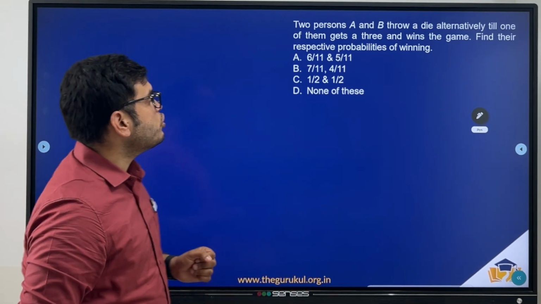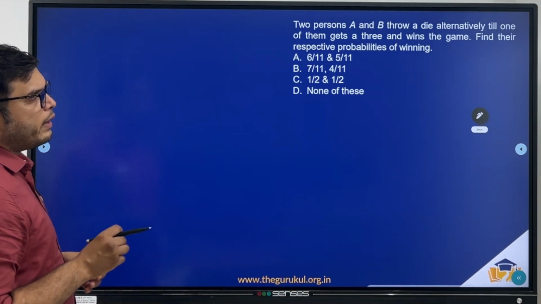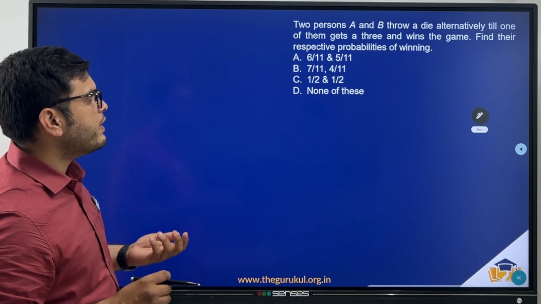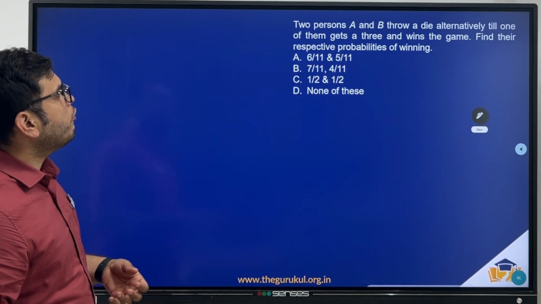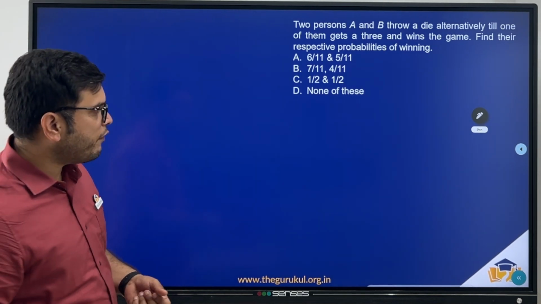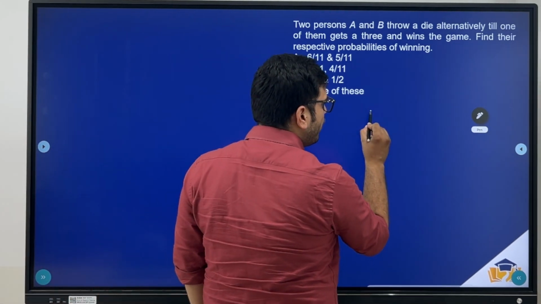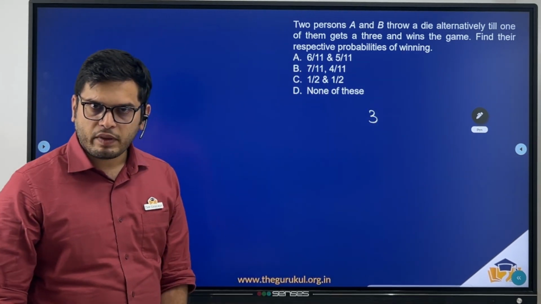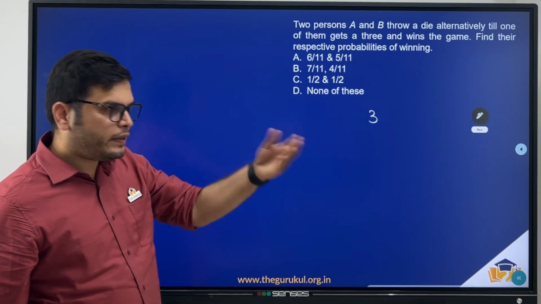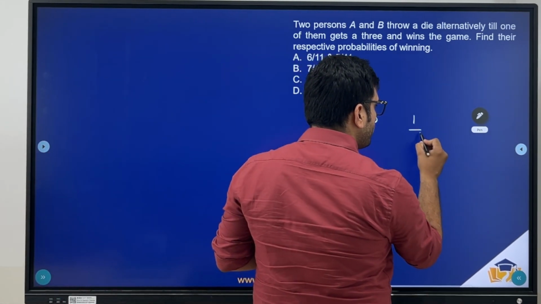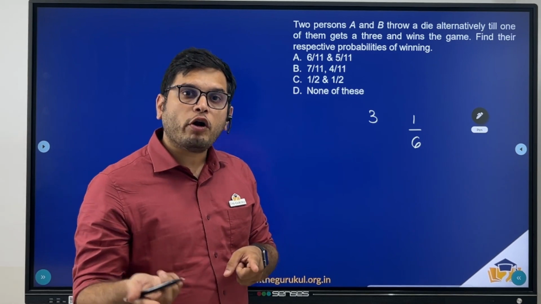Now coming to the last question. 2 persons A and B throw a die alternatively till one of them gets a 3 and wins the game. Now find the respective probabilities of winning. Now when can we have a person winning the game? When he throws 3. Right. Now what is the probability of getting 3 in his throw? 1 by 6.